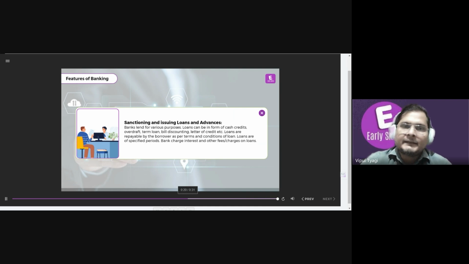So banks sanction and issue loans to different types of customers, and they charge interest and other fees or charges on loans. There is a processing fee also in that loan; whenever you apply for a loan, you will come to know. Loans are repayable by the borrower as per the terms and conditions, as per the schedule, as per the EMI that has been set.